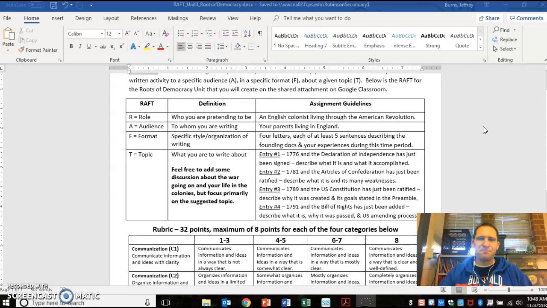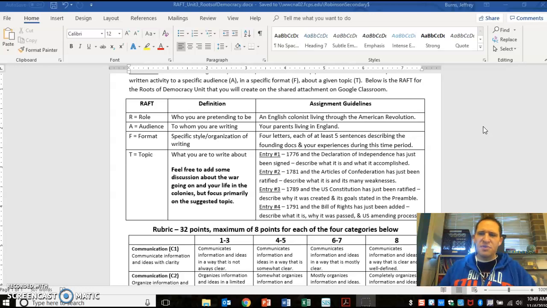The role of this activity: we're learning about the founding documents. The most important ones, the 4 big ones that we're going to talk about this year, are the Declaration of Independence, the Articles of Confederation, the U.S. Constitution, and the Bill of Rights. Those are the ones we're going to focus on for this RAFT assignment.